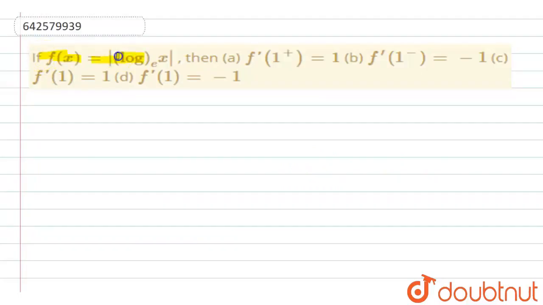The question is, if f(x) equals mod log x base e, then f dash 1 plus equals 1, f dash 1 minus equals minus 1, f dash 1 equals 1, f dash 1 equals minus 1. Now we have been given f(x) equals mod log x base e.